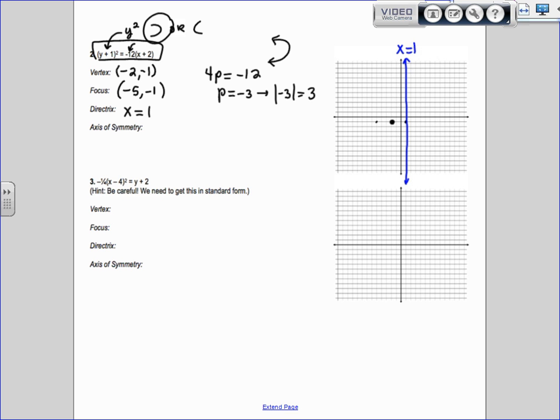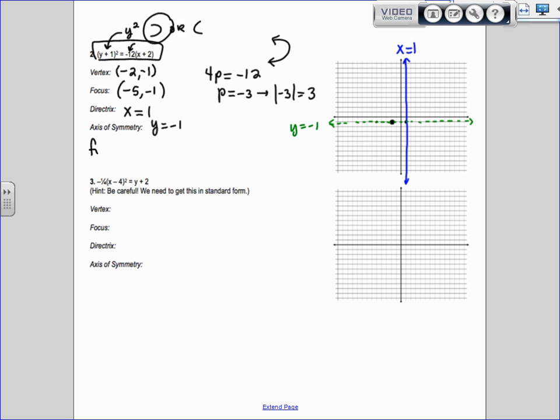What about the axis of symmetry? What's it going to be? Yeah. y equals -1. I almost wrote -2. You got me confused now. All right, y equals -1.